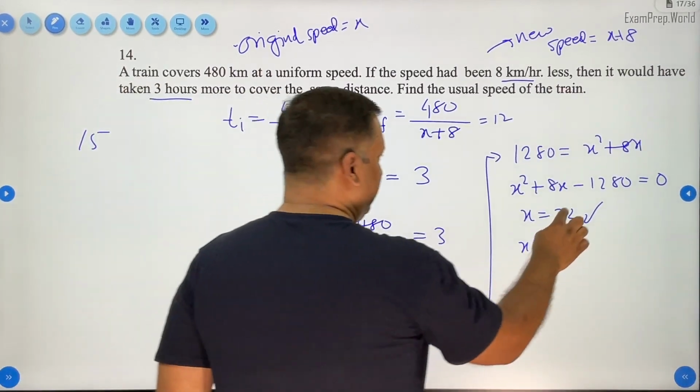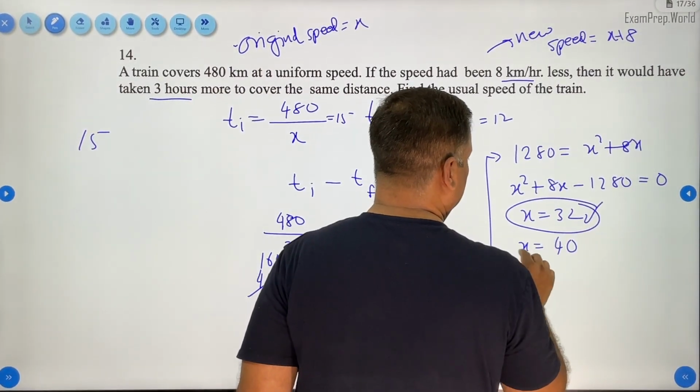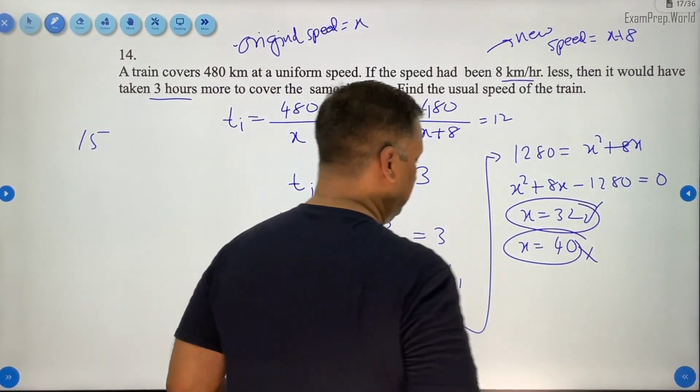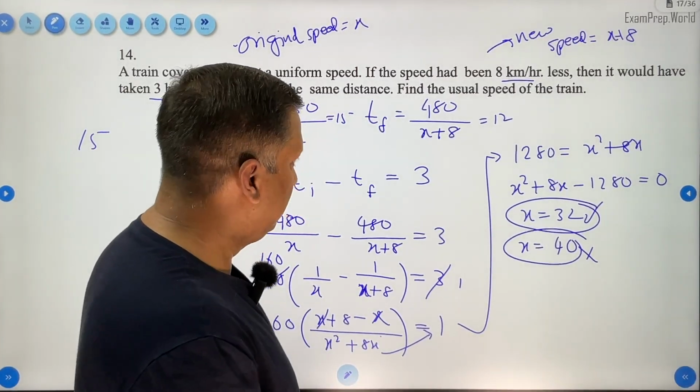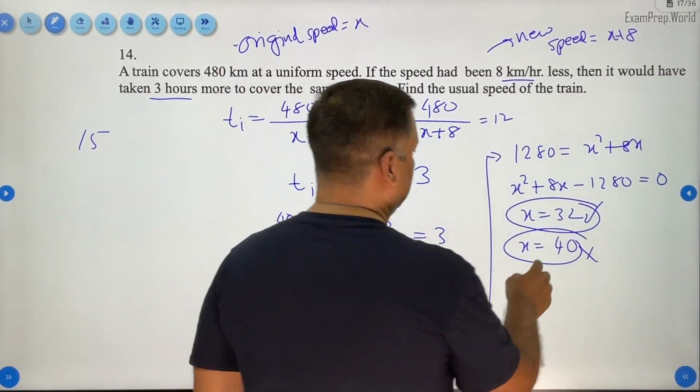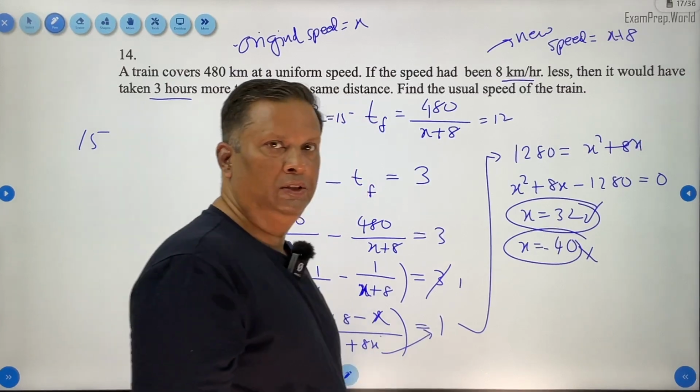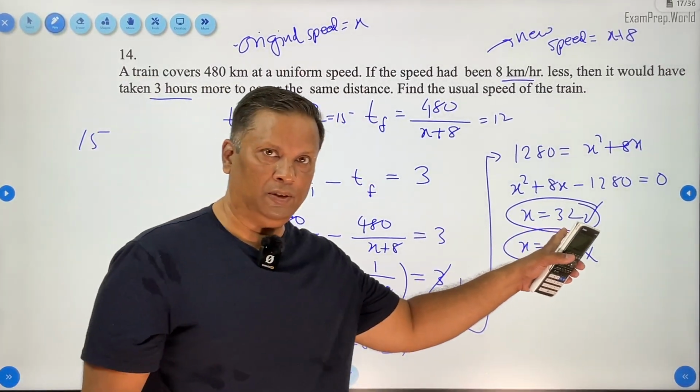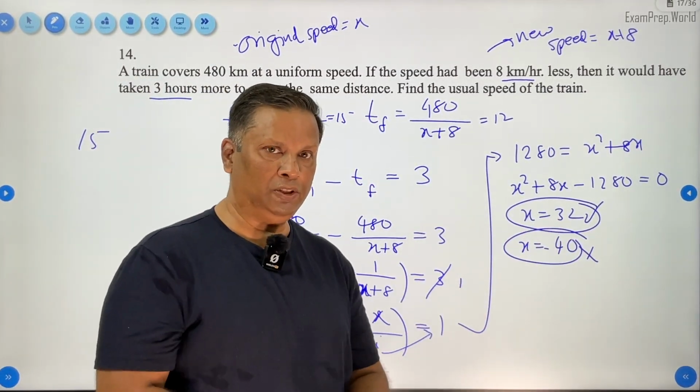So the original speed of the train is this one. It can't be this. And that was anyhow negative 40. So negative speed is not right. So we will go with the positive speed. The original speed of the train was 32.